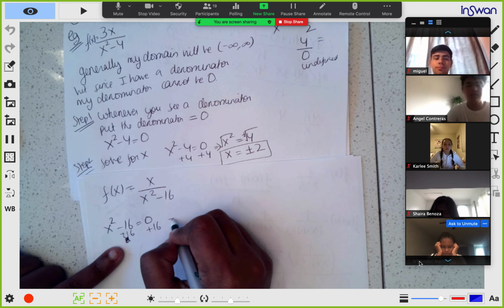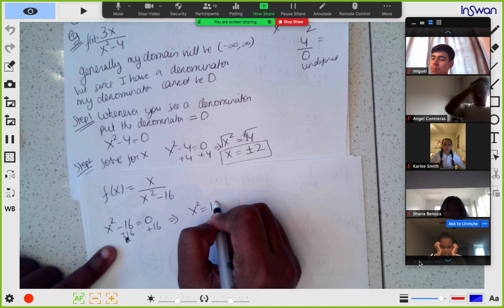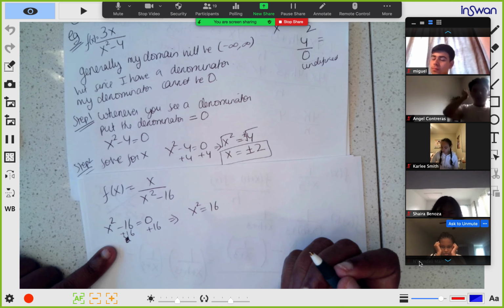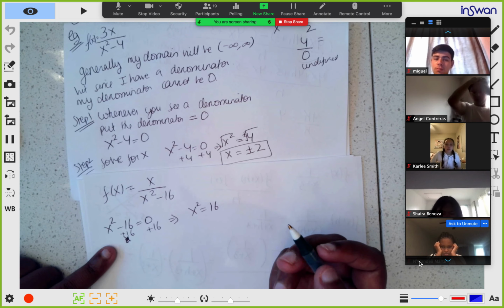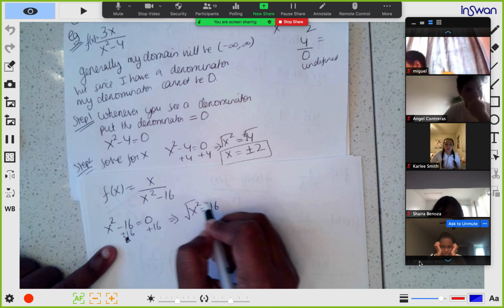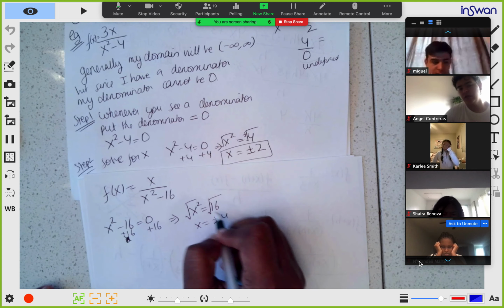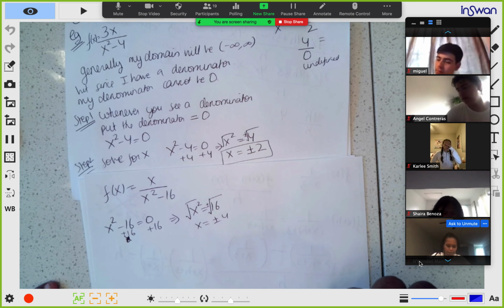What do you get? It will be x squared equals 16. Then from there, you keep solving for x, which is to find the square root of both sides. That will give x equals plus or minus 4. So whenever you take a square root, you put plus or minus. Yes, perfect. So what's my domain?